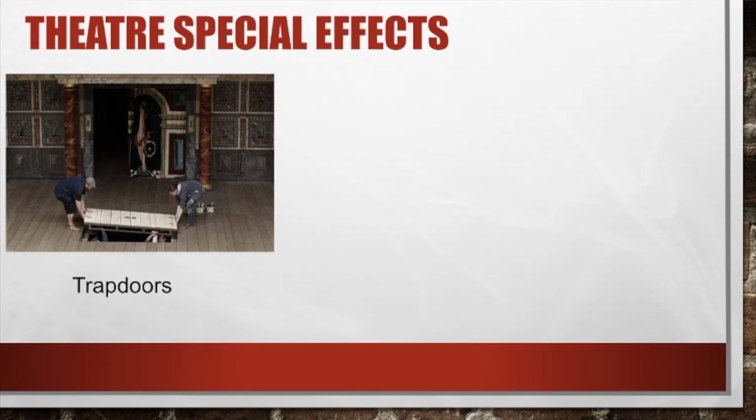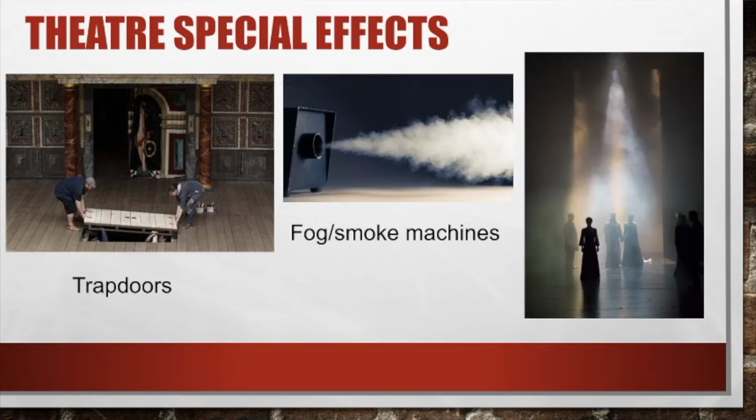But this is an age-old technique. Even Shakespeare's plays had trapdoors when they were first performed. We've also got fog and smoke machines, which can be used really effectively, especially when you use lighting. I mean, look at the spotlight in that. It looks really powerful.